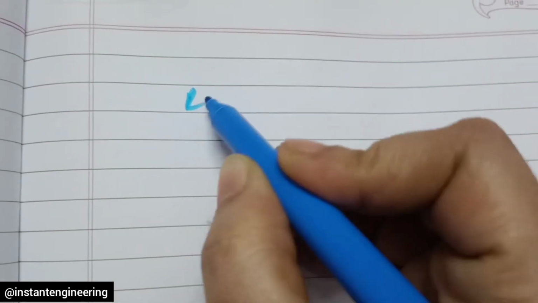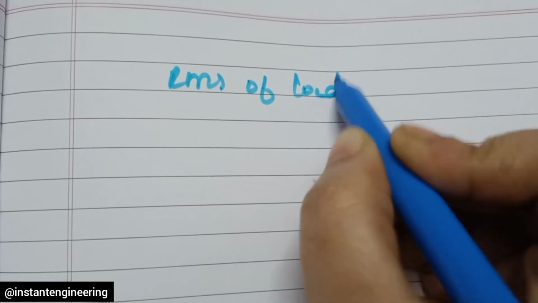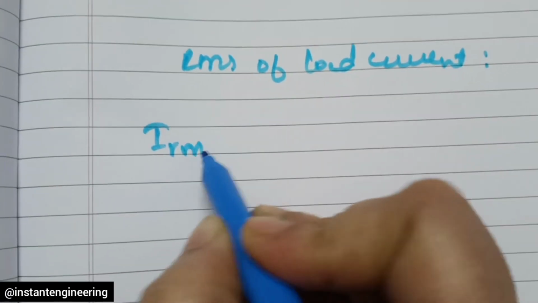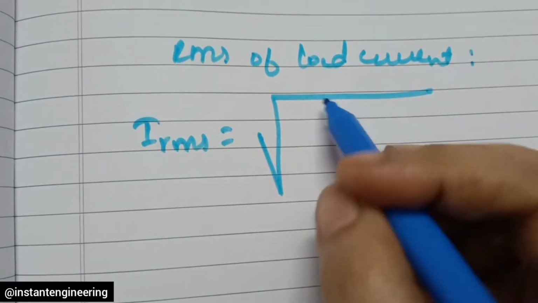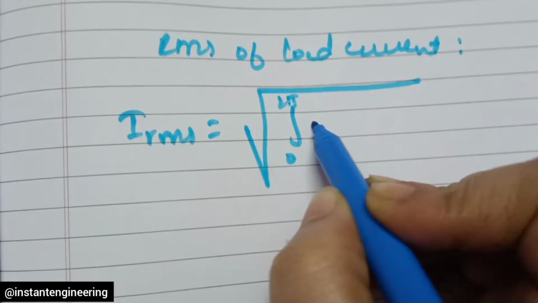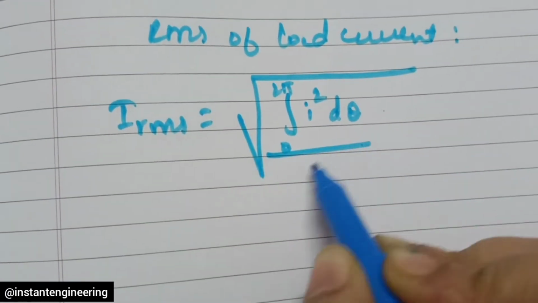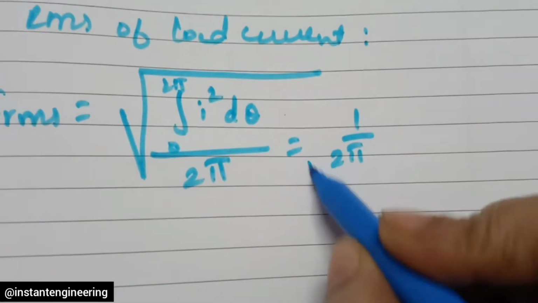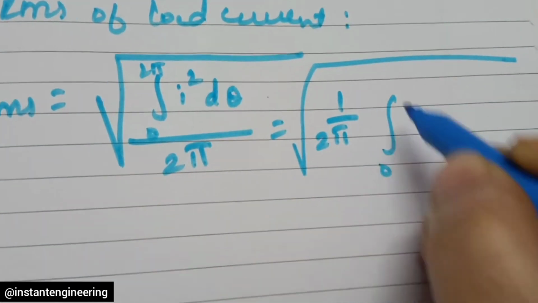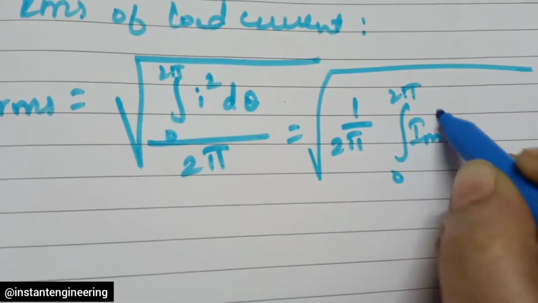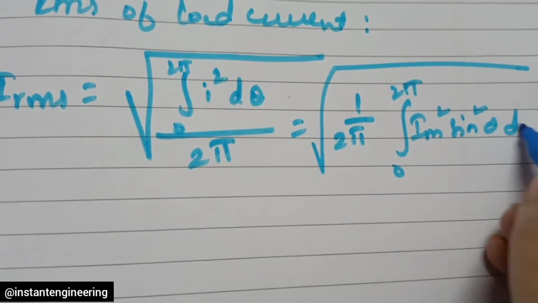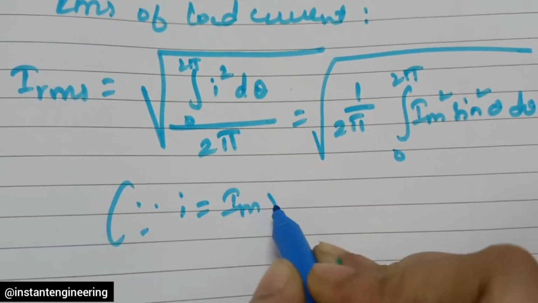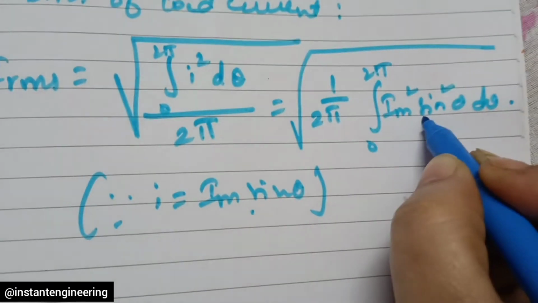Now we will see the RMS of the load current, explained in a simplified way. IRMS is equal to the square root of integration 0 to 2 pi I square d theta by 2 pi. So this will be square root of 1 by 2 pi integration 0 to 2 pi Im square sine square theta d theta. Here I is nothing but Im sine theta, which is what I am substituting.